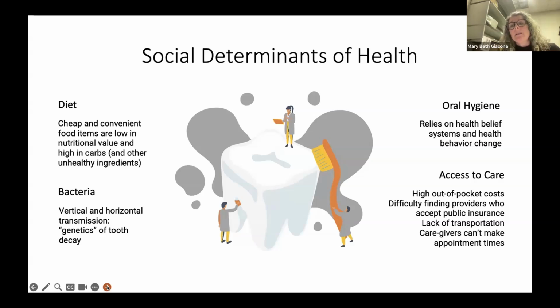Some people just can't make it to the office. Maybe it's people who live out in rural areas who have a lot of trouble accessing dental providers. And maybe the caregivers just can't make the appointment times, because even here at Rutgers, our school clinics are open 10 a.m. to 5 p.m. And if you're working Monday through Friday, 9 till 5, it's going to be a tough ask to bring your kids to the dental clinic during those hours.